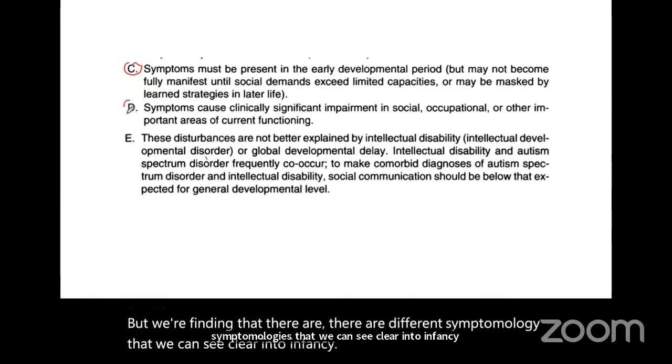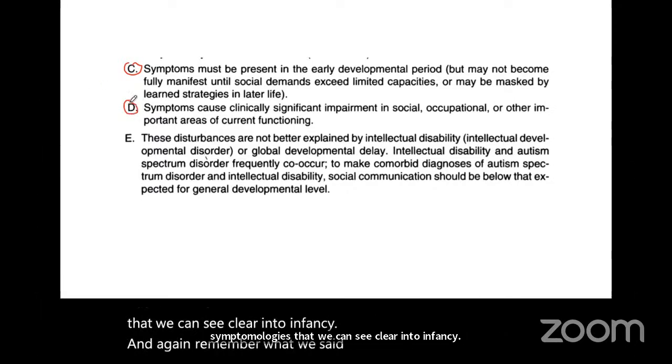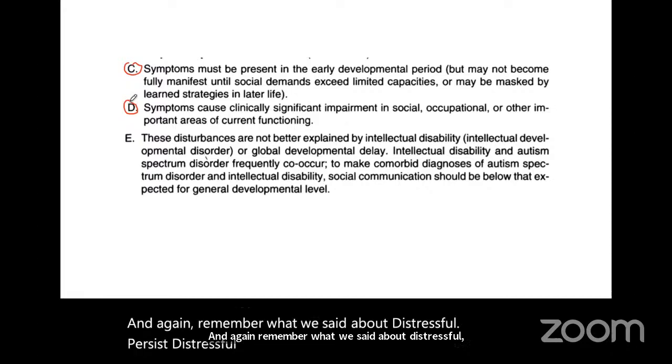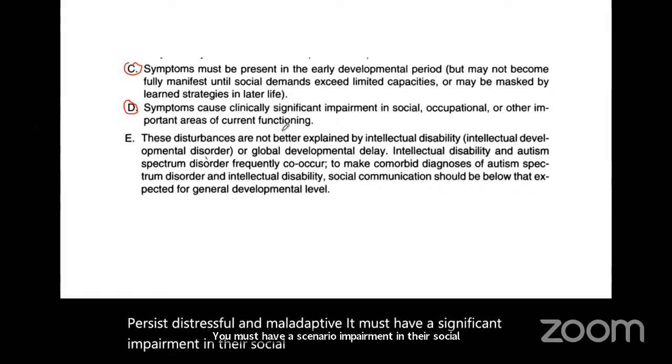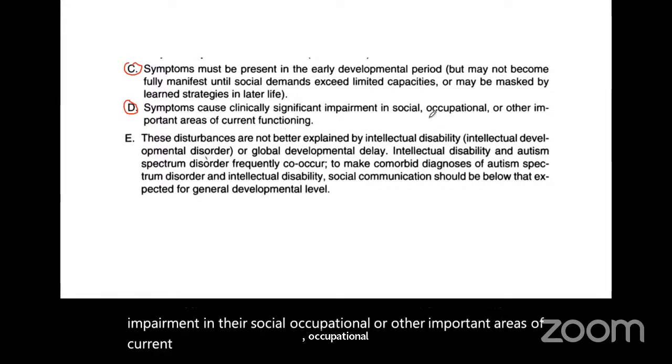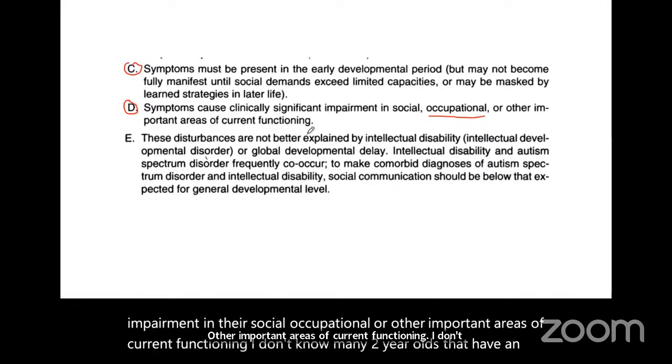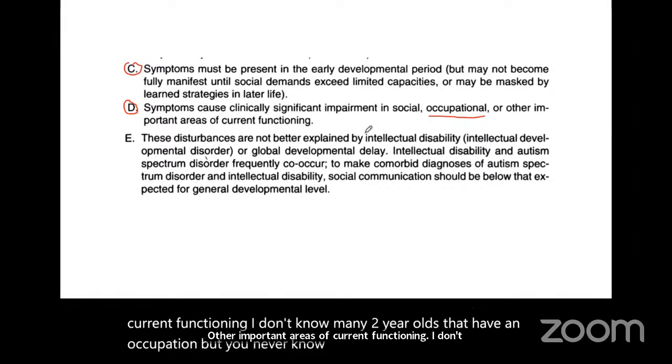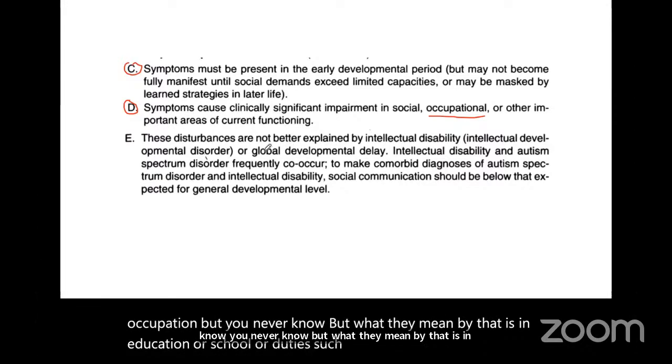And again, remember what we said about distressful and maladaptive. It must have a significant impairment in their social, occupational, other important areas of current functioning. I don't know many 2-year-olds that have an occupation, but you never know. But what they mean by that is in education or school or duties such as chores. So I just think it's funny they use the term occupational.